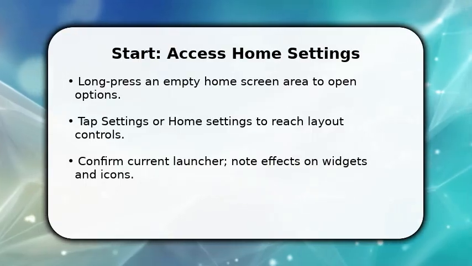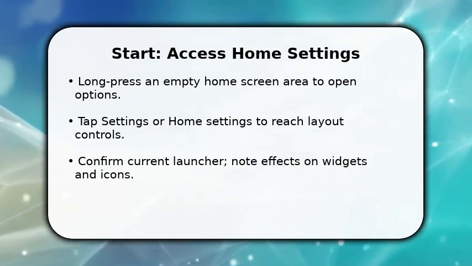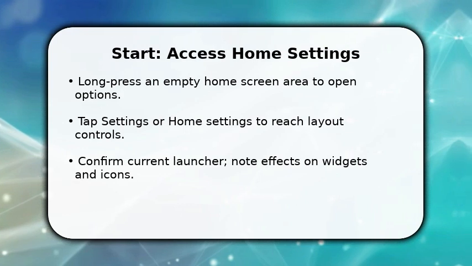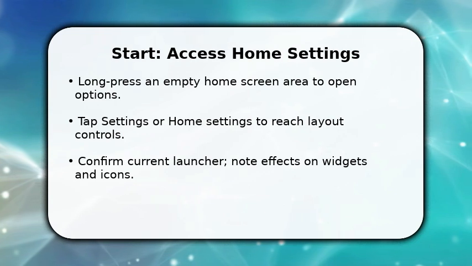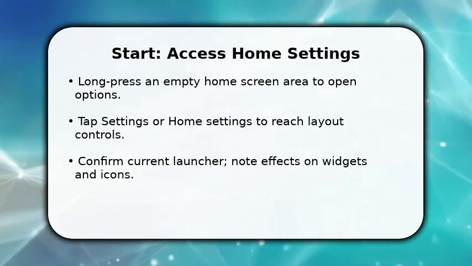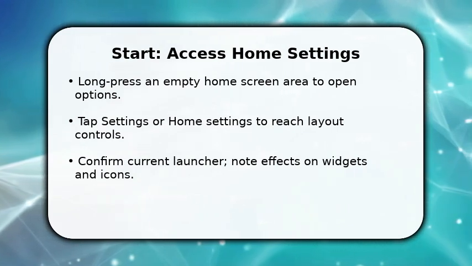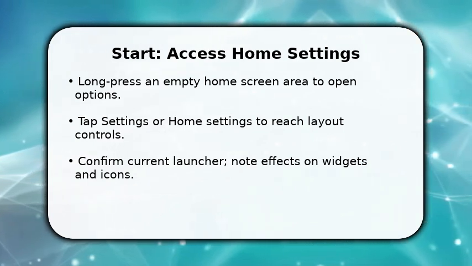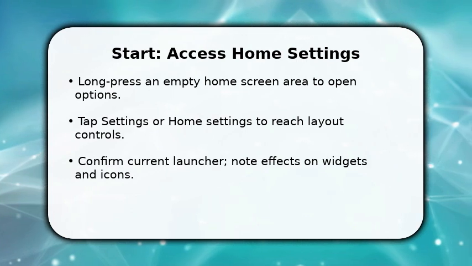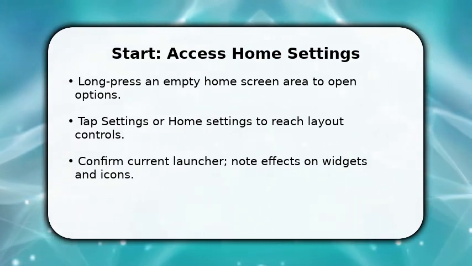You're starting with the essentials. Long press an empty area on your Samsung home screen to open Options and tap Home Settings. This gets you to layout controls quickly, and you do this because the launcher determines icon grid and app drawer behavior. Once done, make sure to note your current launcher name so you can revert if needed. You'll now be positioned to adjust grid size, icon shape, and drawer style without installing anything extra, so keep going to change the layout itself.